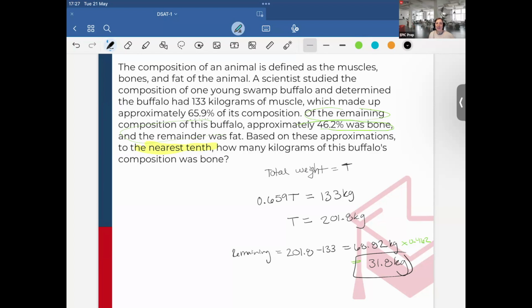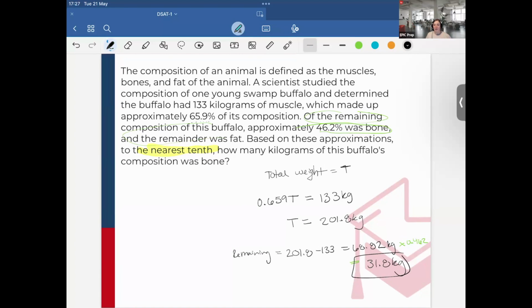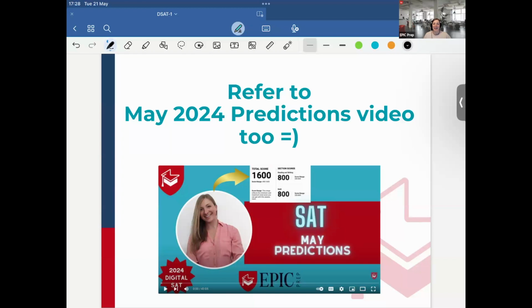Okay, if you see percent problems, just be familiar with them, read them super carefully so that you don't do any missteps along the way. And then you'll have the answer. Okay. So those are my predictions.